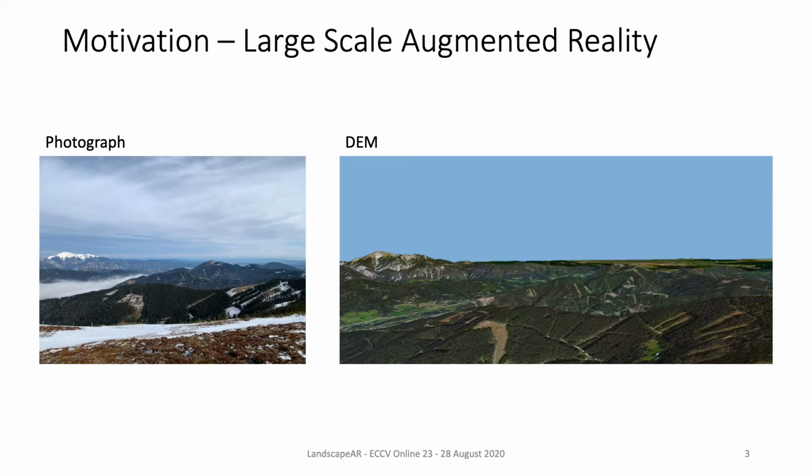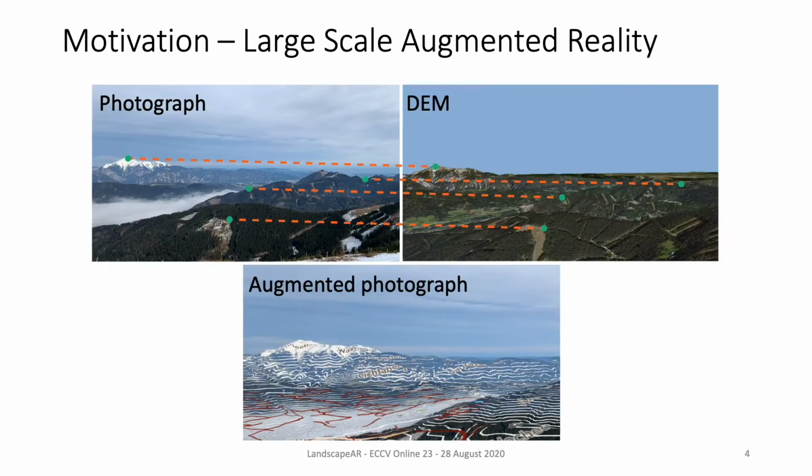We introduce a solution to large-scale augmented reality for outdoor scenes by registering camera images to a textured digital elevation model, called DEM. This is done by cross-domain descriptor matching of key points from the photograph and the DEM render. This allows us to estimate precise camera pose with respect to the rendered terrain.